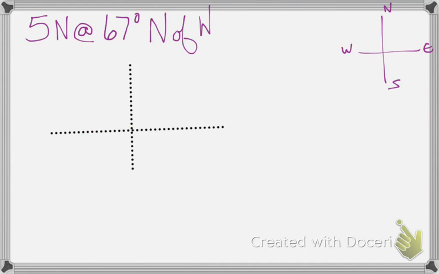And here we go. I am going to go west, and I'm going to go north so that I am 67 degrees above that horizontal. Again, that is north of west. Now my horizontal component is my force in the x direction. My vertical component is my force in the y direction.